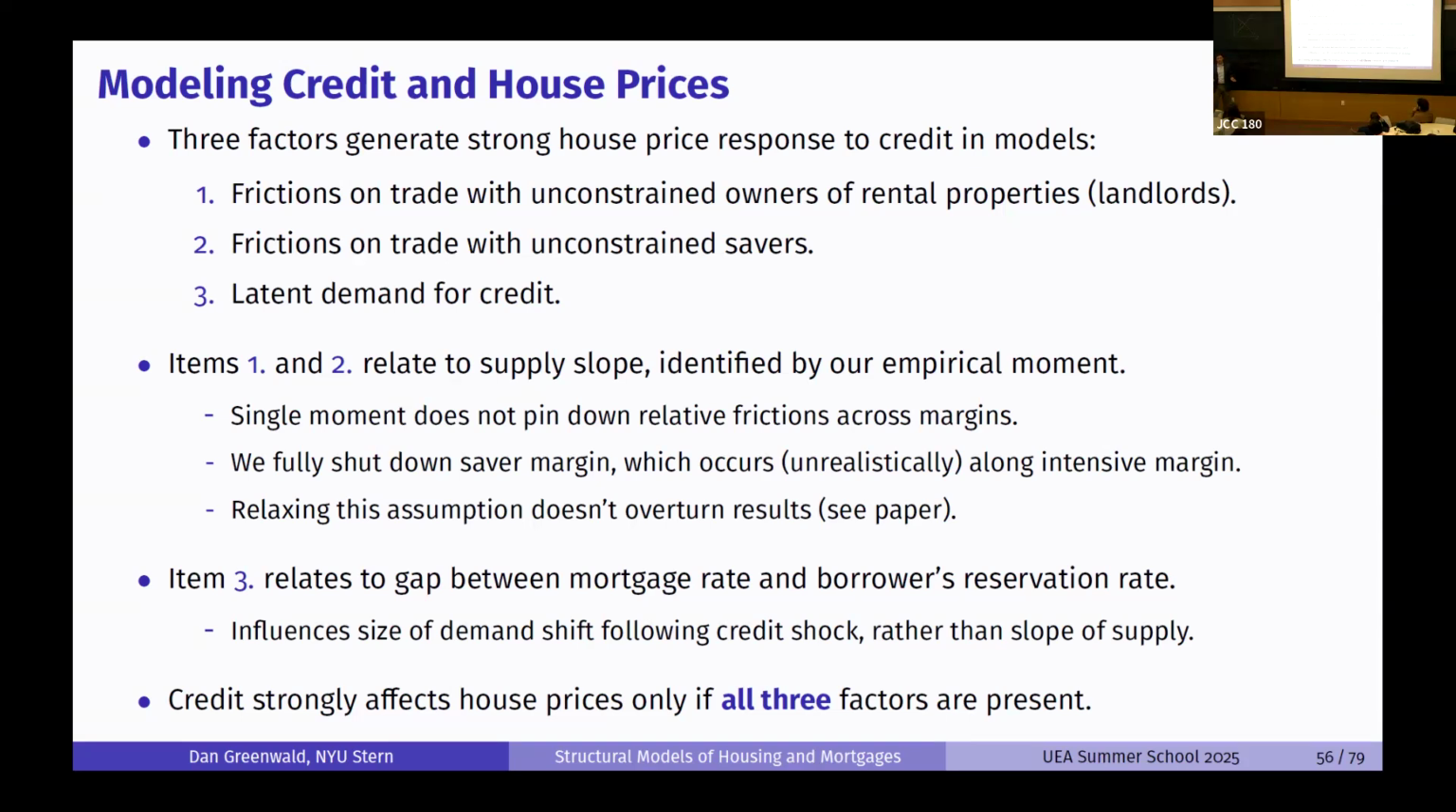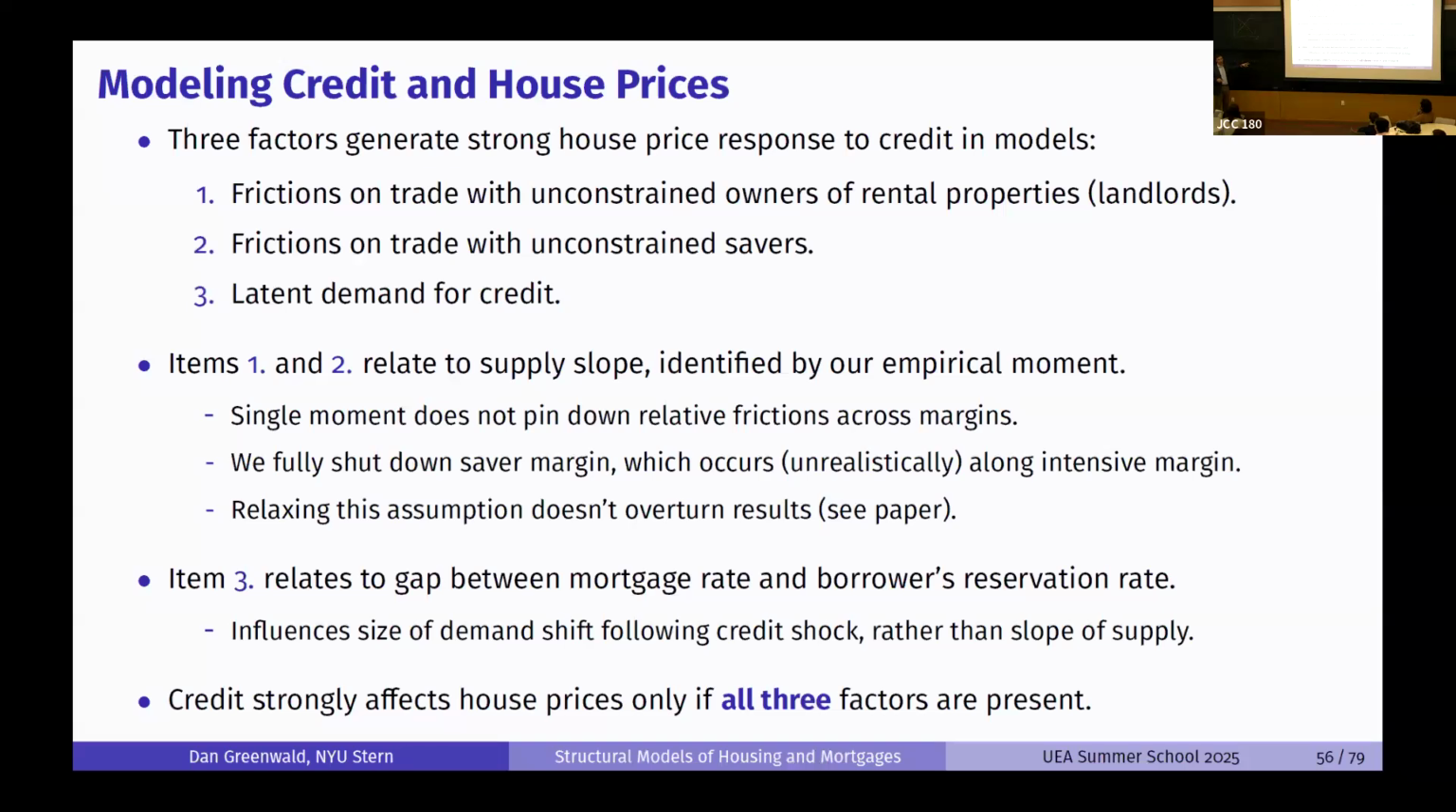And the third one is kind of one that, like I was saying before, goes a little bit under the radar, is about the latent demand for credit. So if you remember from our equations before, there was this mu term sticking around. That mu term determined how much house prices would respond to credit. And that is what I call the latent demand for credit. So changing credit limits only matters to the degree that households actually care about financing their house with credit rather than cash. And that's going to be something that quantitatively is very important to get right in the model. So the first two in some sense relate to the supply slope.